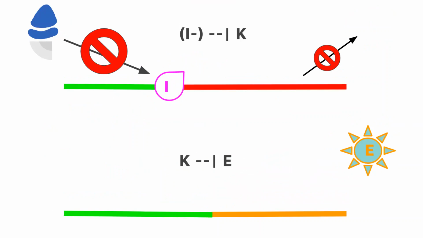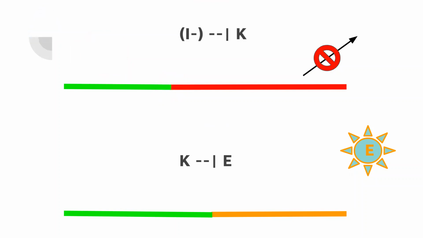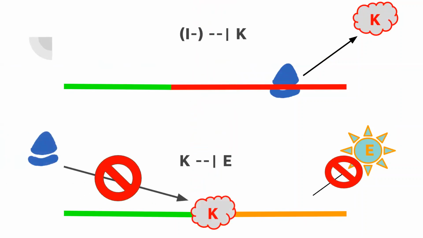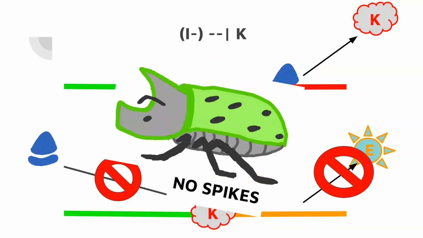A mutation that causes the I of our chain to be faulty would also lead to a spikeless beetle. This would be because, like the previous mutation, nothing would be present to block the formation of K, which would inhibit the transcription of gene E. Without E, there would be no formation of spikes.